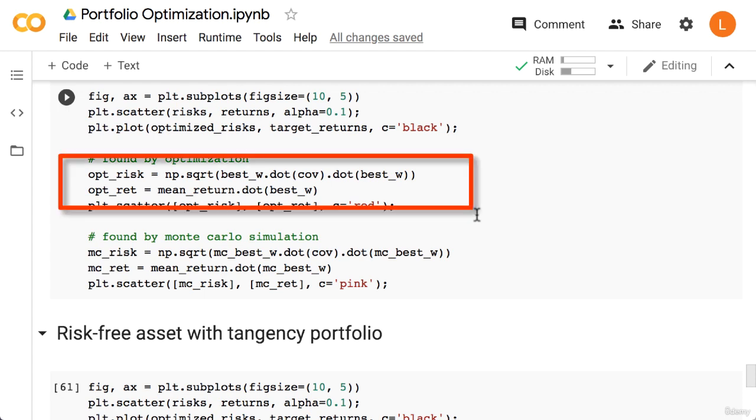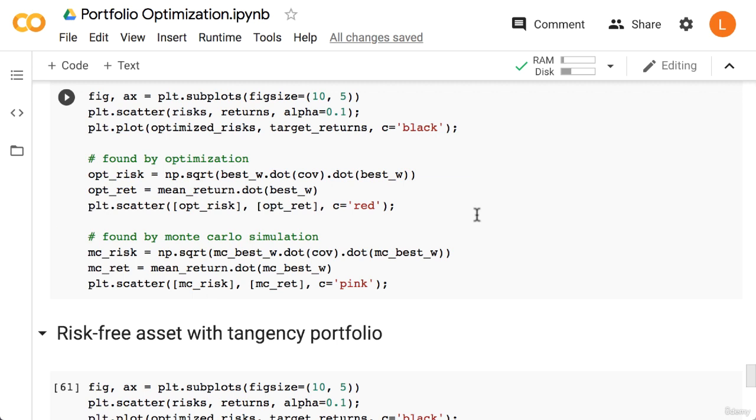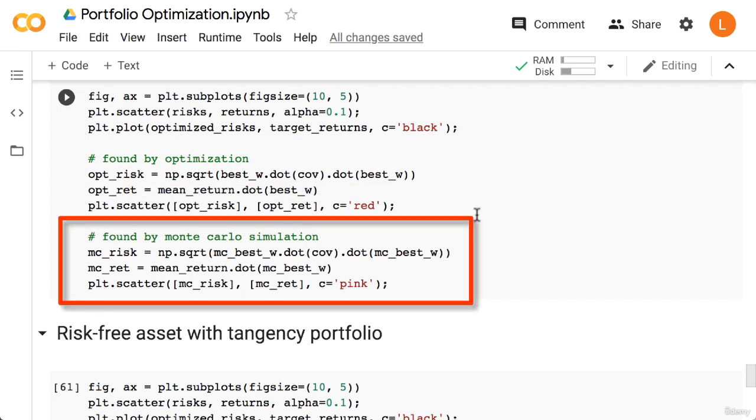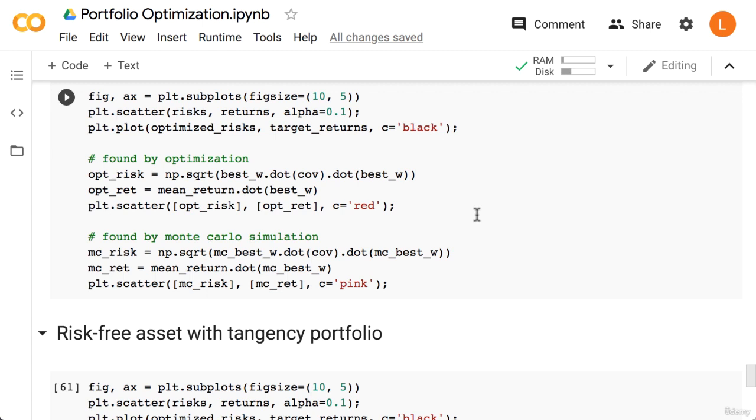However, we can calculate these using the weights that we saved. We'll call these opt-risk and opt-ret. So next, we draw a scatter plot with just this one point, and we'll color it red. Next, we do the same thing, except for the portfolio found by our Monte Carlo simulation. We'll color this pink to differentiate it from the previous point. Okay, so let's run this.